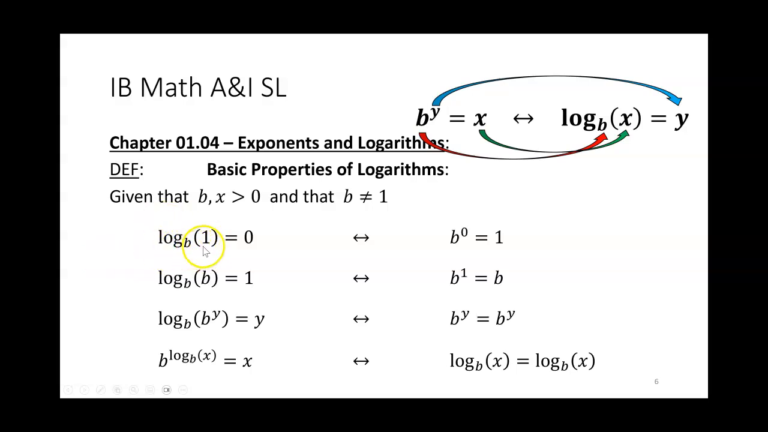So log base b of 1 is always equal to 0, because that's equivalent to saying b to the 0 is equal to 1, which we know is a property of exponents. Log base b of b is equal to 1, because that's equivalent to just saying b to the first is equal to b. Okay, sure. Log base b of b to the y is equal to y. Well, that's true because that's really the same thing as saying b to the y equals b to the y.